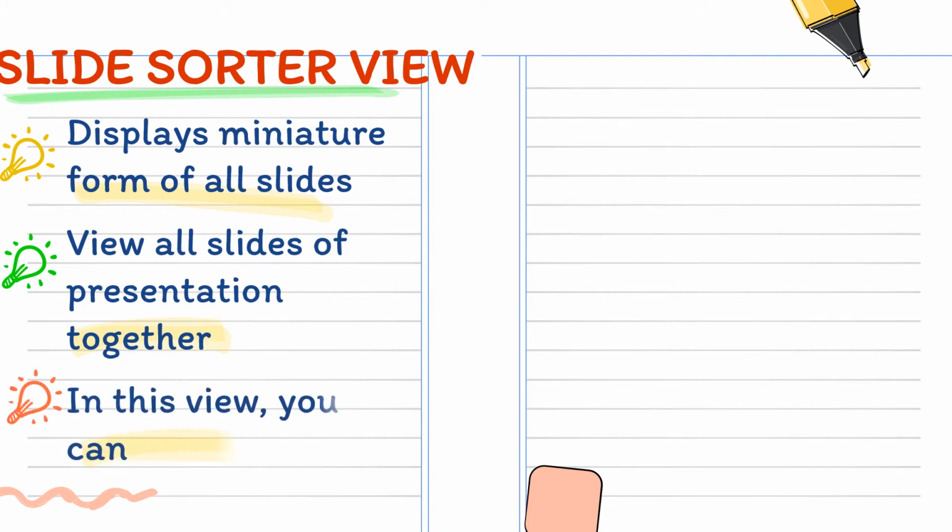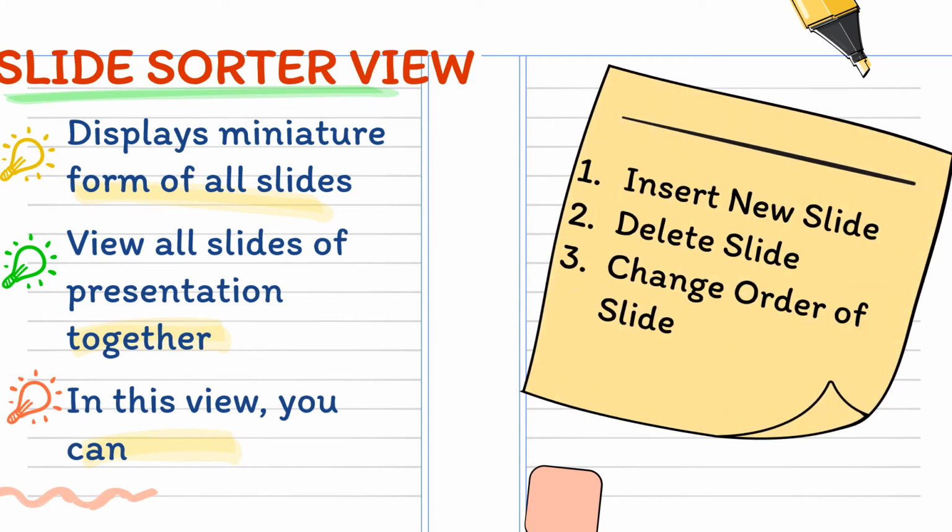In this view, we can do 3 tasks. 1, we can insert new slides if we want. And if we want to delete some extra slides, we can select the slide and delete them. And we can also change the order of slides. That means we can rearrange the slides.